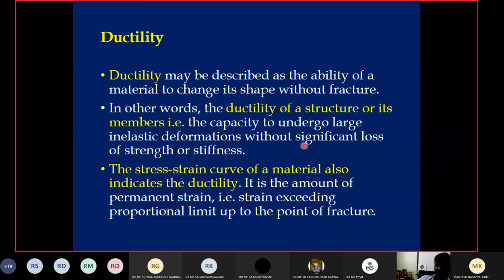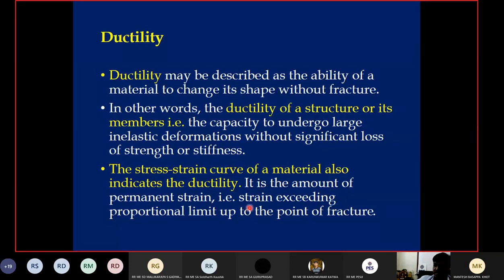Now, knowing these and the stress strain graph, we are defining various requirements that need to be known for one particular material property, ductility. The stress strain curve of a material also indicates the ductility. We took our graph, and from this graph, we started finding out which material is stronger and which is tougher. Now we are trying to understand which material is going to have a better ductility. It is defined as the amount of permanent strain, that is strain exceeding the proportionality limit up to the point of fracture. So that's the definition that you should know.